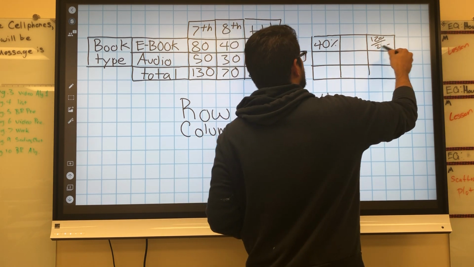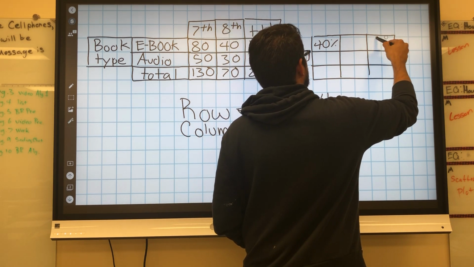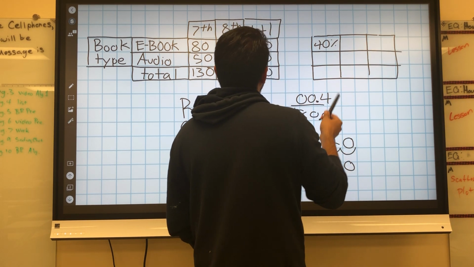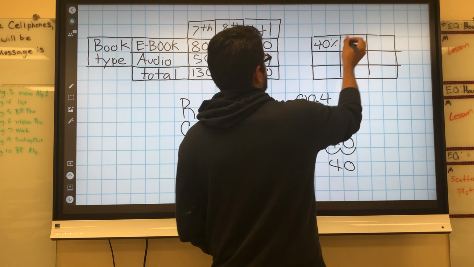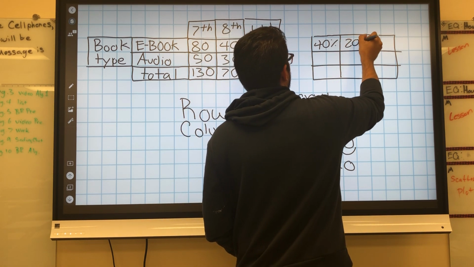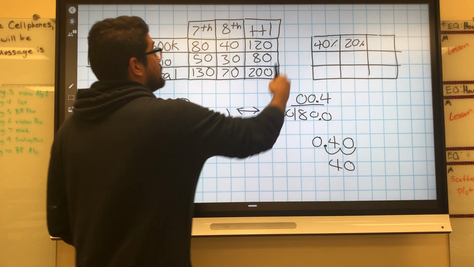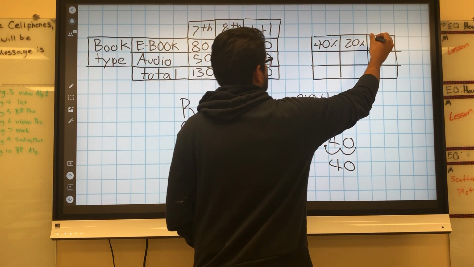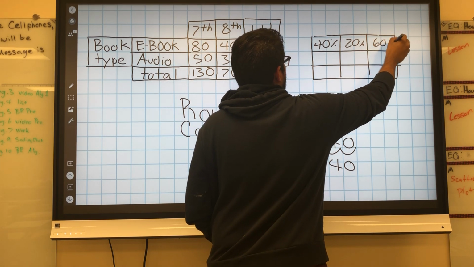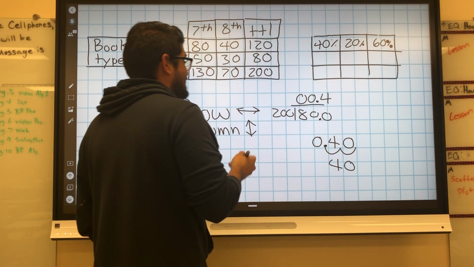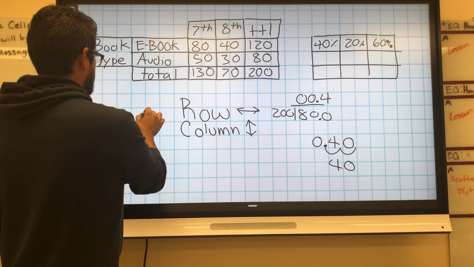The next one here is going to be 40. Well, 40 is half of 80, so I can just assume that it's going to be 20. Okay, using basic arithmetic. So 40% plus 20% has to equal 60%. Now that's not true always, but it could happen.